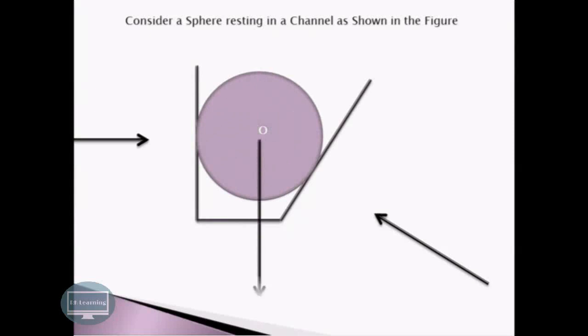Now suppose this is a sphere which is resting in a channel. It has its own weight W, and we know that weight will always act vertically in the downward direction. This surface will offer a reaction on the sphere, shown over here. Similarly, this surface will also offer a reaction on the sphere, shown over here. These reactions are perpendicular to the surface of contact. So this particular reaction will be perpendicular to this vertical surface, and similarly this reaction will be perpendicular to this inclined surface.